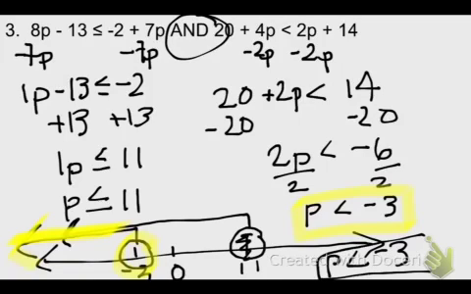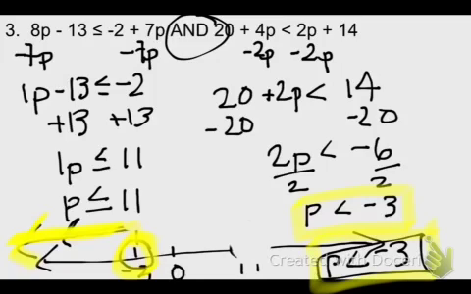So here's my solution. And my graph, if I can shade it here, is going to be this area I shaded in yellow. So it's going to be an open circle for negative 3 and everything shaded to the left. Because again, those are the only numbers that are double shaded for both inequalities. So my solution is p is less than negative 3, and this is what my graph would look like.